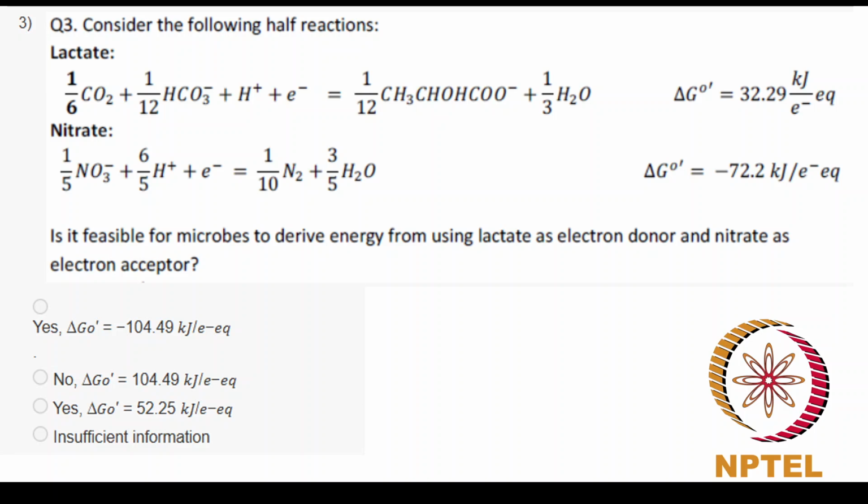As we can see, the delta G naught value is negative in one case and positive in another. However, you have to find out that the equations which are all written here are in the forward direction. So whenever such equations are written, they are always in the forward direction. So the delta G naught value which is given here also represents the equations in the forward direction. So please keep that in mind and solve this.